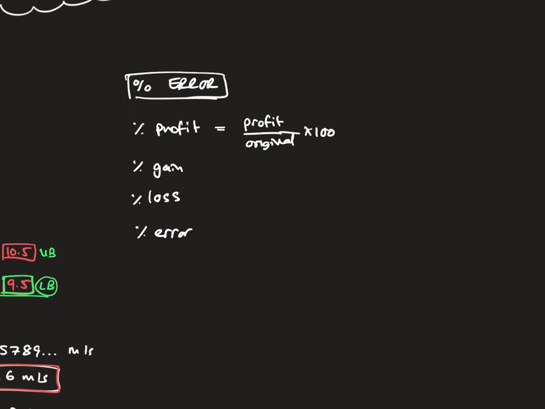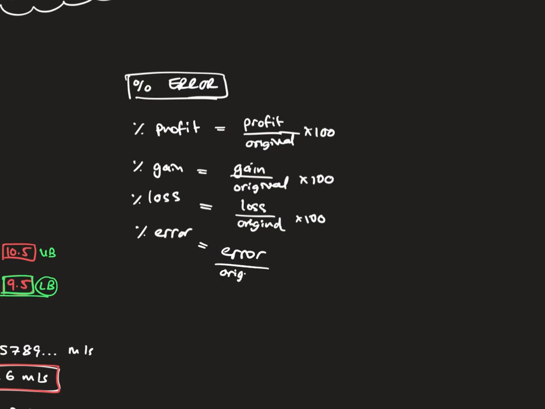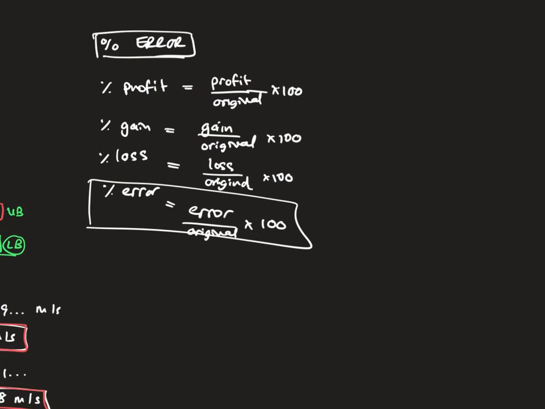That's your equation, essentially. For percentage gain, it will be your gain over your original times by 100. For loss, it'll be how much you lost over your original times by 100. And the important one here is percentage error, which will be your error amount over your original amount times by 100. So that is your percentage error there. It'll be your error over your original times by 100.